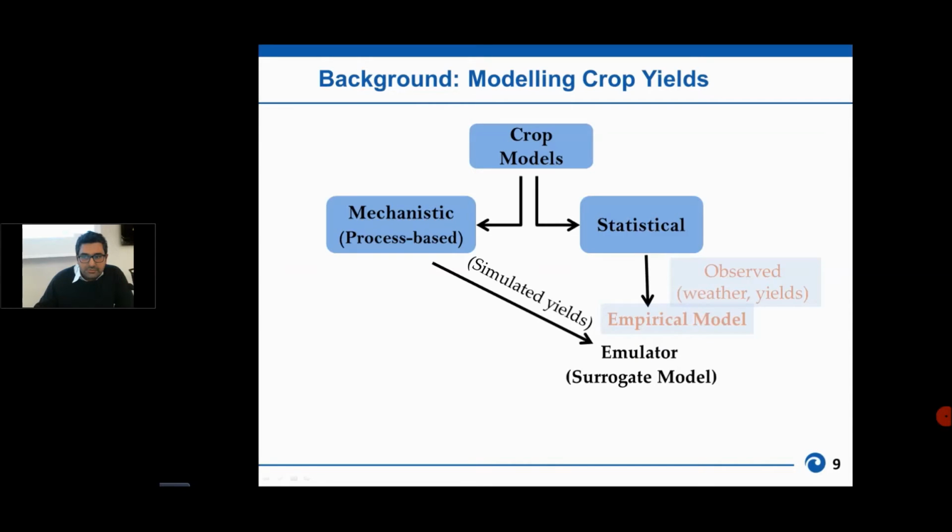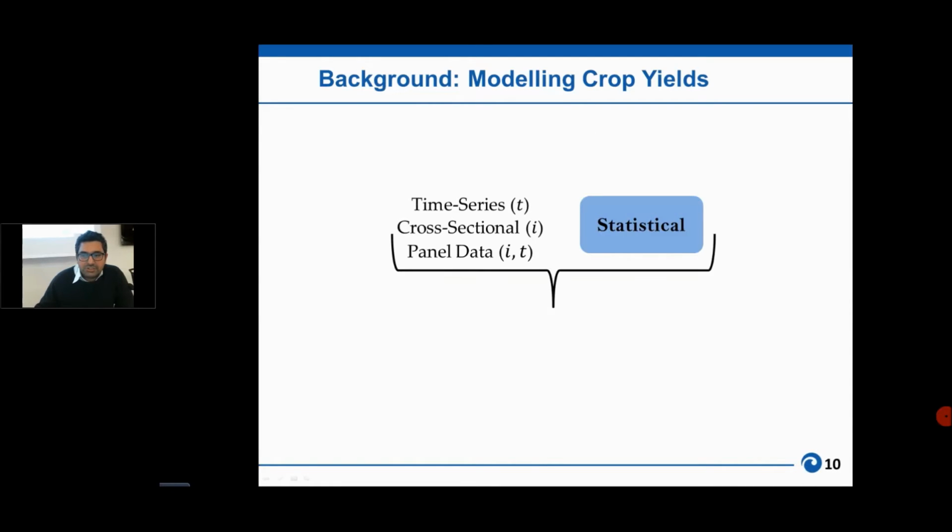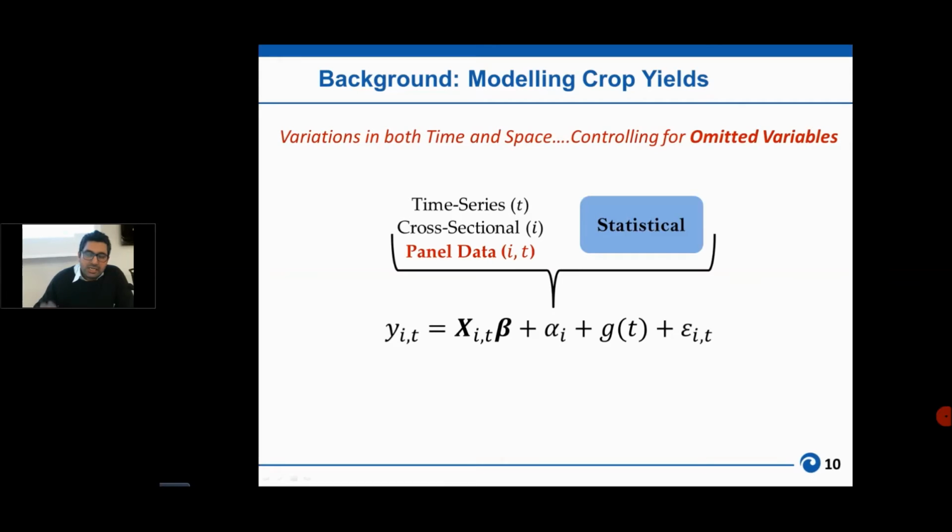Irrespective of which of these methods we use, the fundamentals are quite similar. However, I focus here on panel data because this is what we have used in this paper. And panel data is also the more popular choice, ideally because it can control for variations both in time and space, as well as control for the omitted variable bias.